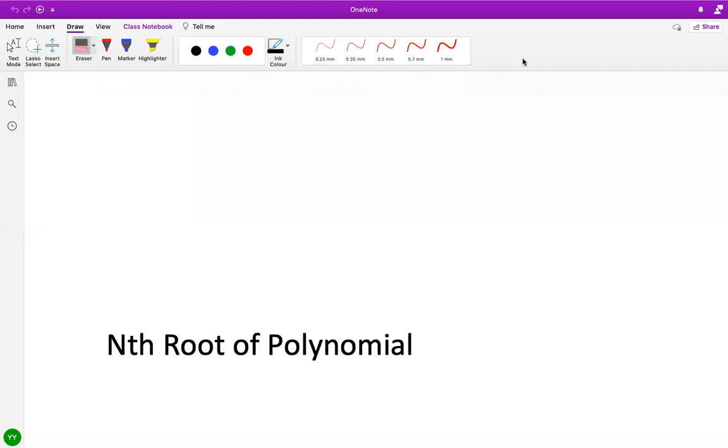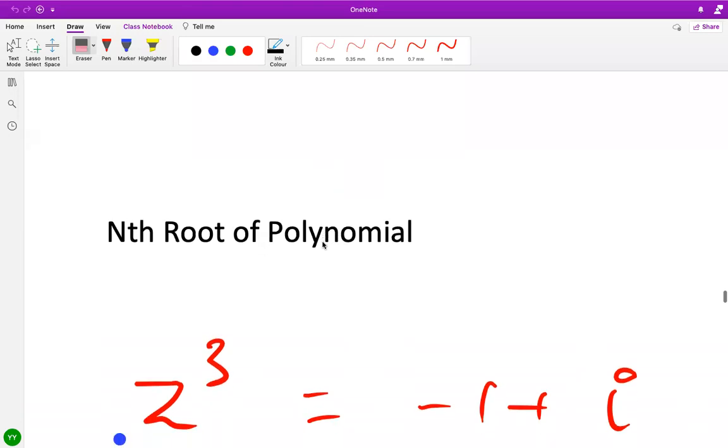Hi, in this one, I'm going to cover the basic concepts of the nth root of a polynomial, the nth root of any complex number. And obviously, I'm going to take some IB questions and demonstrate them. So first, let me begin with what exactly the type of question is that I'm going to cover.